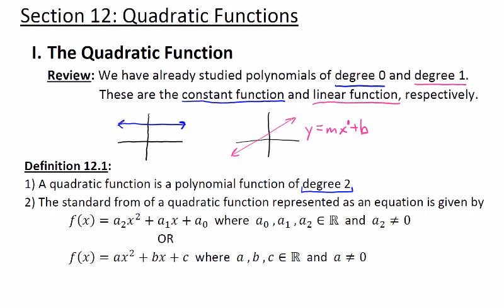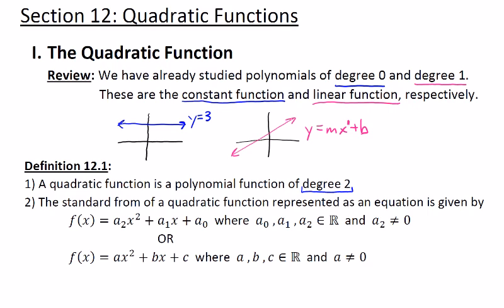Whereas in the constant function, when you have something like y equals, let's say 3, just to give a specific example there, you'll notice that there is no variable. And so the variable would then be said to have a power of 0. So that's why we call this a degree 0 equation or degree 0 polynomial.